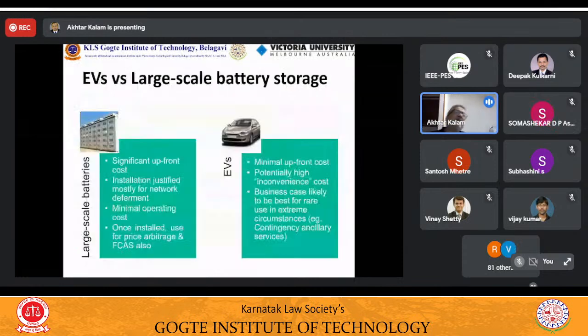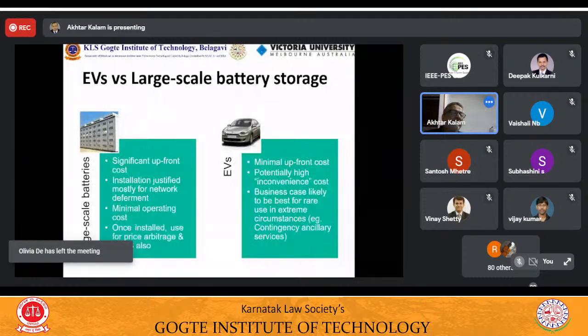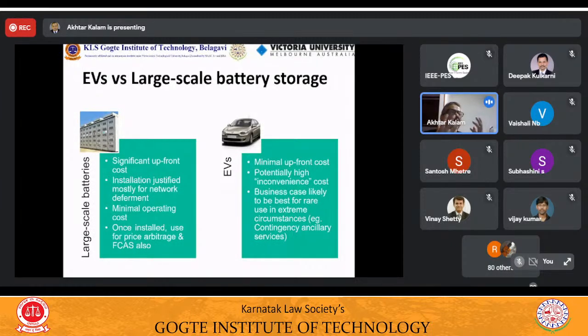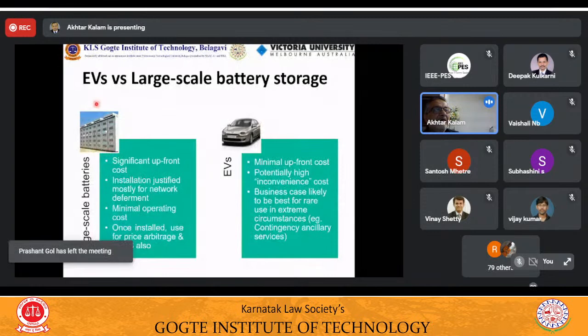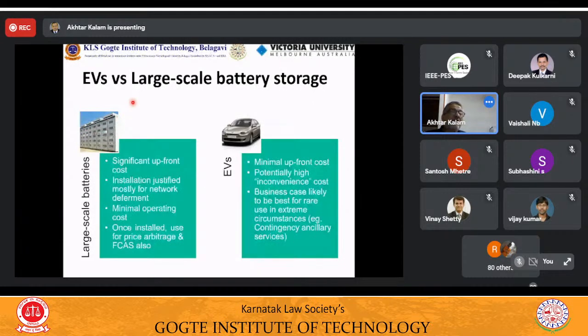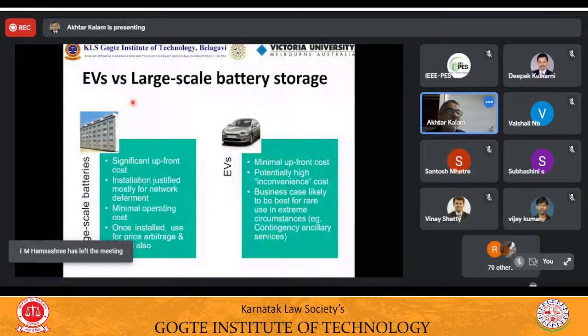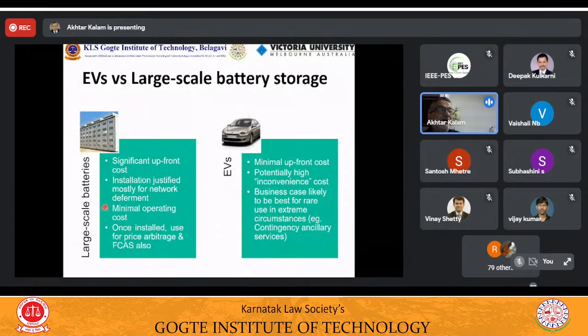So, if you look at comparing electric vehicles to large-scale battery storage, this is what I wanted to emphasize. Instead of having an electric vehicle, can I just have a large-scale battery storage? That's the question I want to ask, because large-scale batteries will give me a significant upfront cost. Naturally, it's going to cost us. I told you, 100 megawatts took $300 million to construct that station in South Australia. We've got 300 megawatts in Victoria. That cost us about $600 million. So it's going to be a lot more expensive.